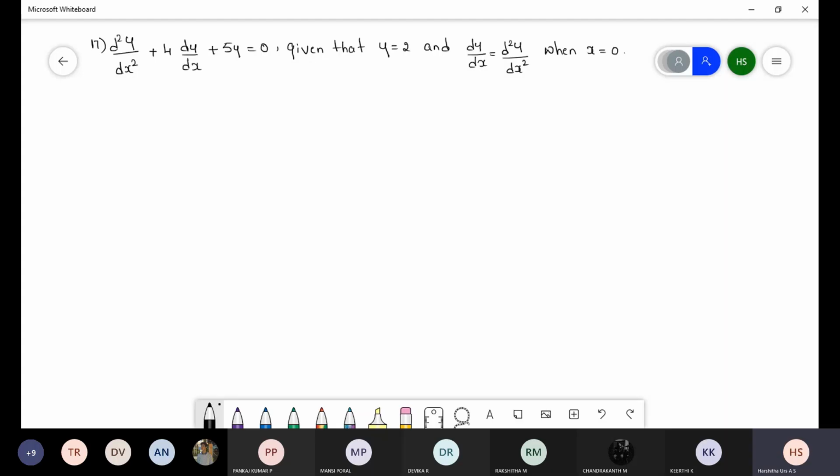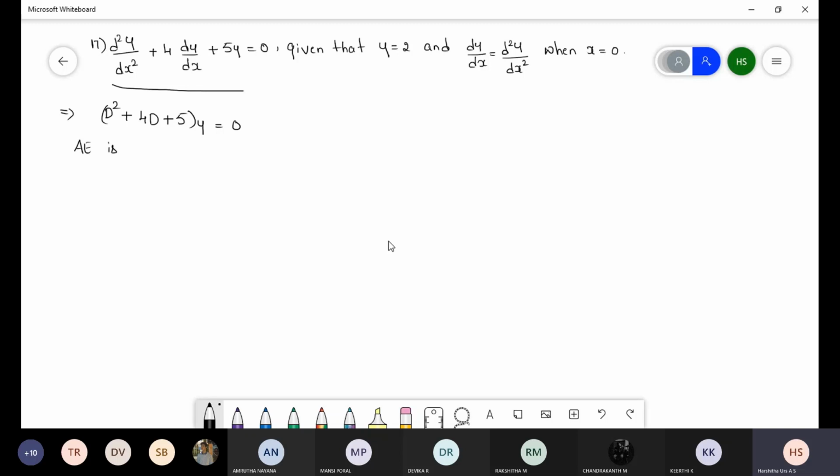Solve d square y by dx square plus 4 dy by dx plus 5y is equal to 0, given that y is equal to 2 and dy by dx is equal to d square y by dx square when x is equal to 0. Here they have given the equation, so we have to write this equation in the form of differential operator, that is (D square plus 4D plus 5) y is equal to 0.